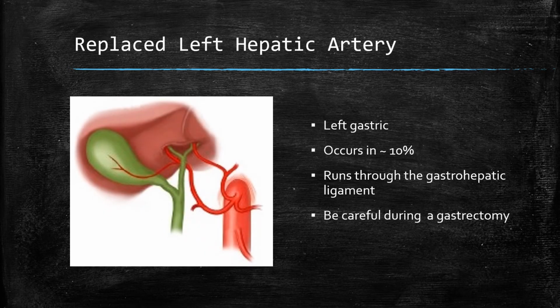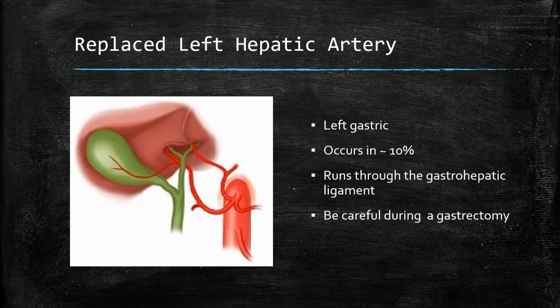Another arterial variant is the replaced left hepatic artery. In this situation, the left hepatic artery originates off the left gastric vessel, not off the common hepatic artery. This vessel will run through the gastrohepatic ligament. One has to be careful when one's doing a gastrectomy about this vessel.